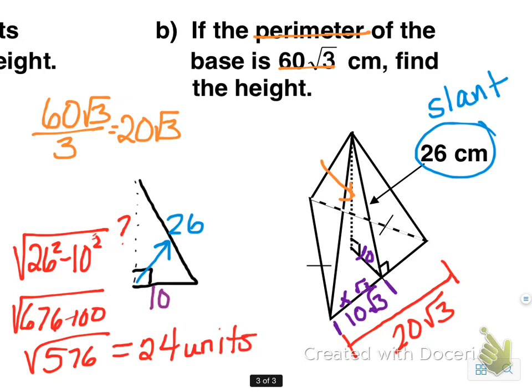Okay, really quick recap. Don't forget that your slant height has to be the largest number out of that right triangle. So if you got a number bigger than 26 for this example, then you know you did something wrong. You have to go back and revisit your math.